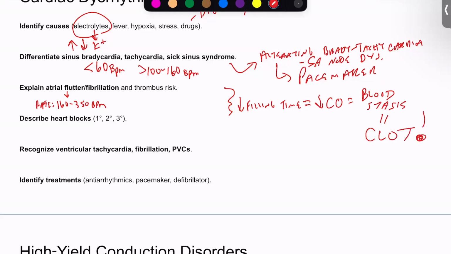And so AFib, this is where we have atrial contraction, but the rate is 350 or more beats per minute, which is absolutely insane. There's no coordinated muscle contraction. It's literally just fibrillating. And so what happens is the blood pools in the area, thrombus formation, and then you can have an embolic stroke.